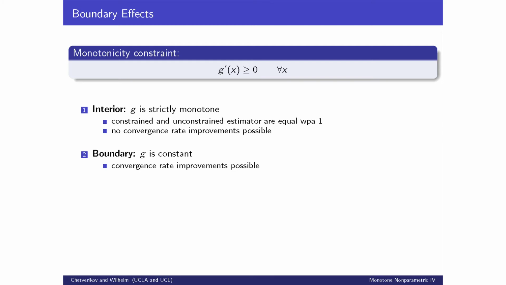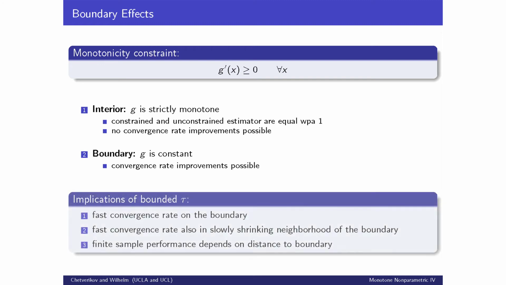On the boundary, however, the derivative being 0 means the function has to be flat. Convergence rate improvements could be possible. And we will show, in fact, that there are some. But we'll go a bit further. We'll actually also show that not only on the boundary do you have convergence rate improvements, you'll also get improvements near the boundary. So in a shrinking neighborhood of the boundary, you will still get convergence rate improvements.